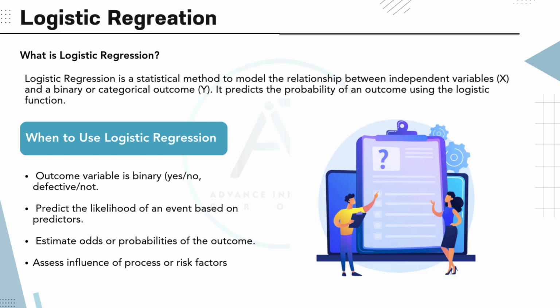In summary, logistic regression is the go-to model when your output is a categorical variable, and you're trying to make a yes or no decision based on several inputs.